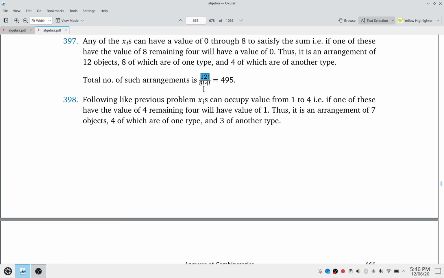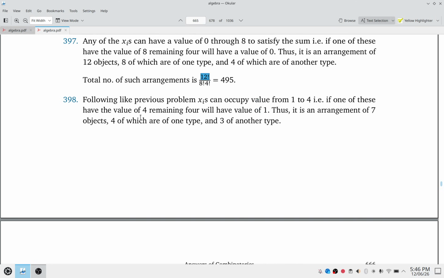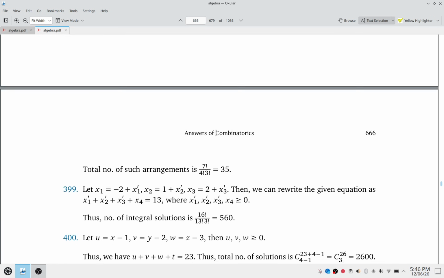Okay, let's see. It can occupy value from 1 to 4. Okay, fine. If one of these have value of 4, remaining 4 will have value of 1. Four of which are of one type and 3 of another type. Yep, looks good to me.